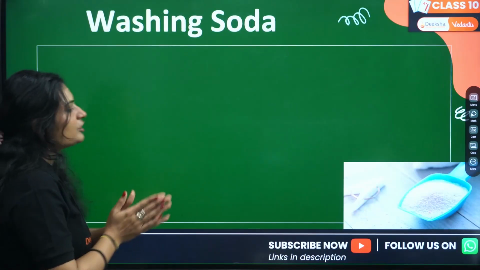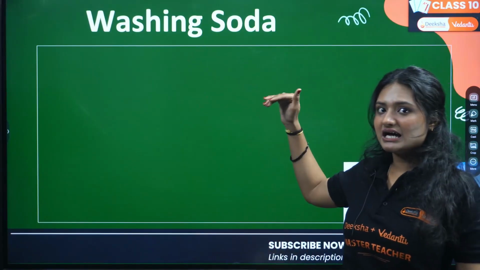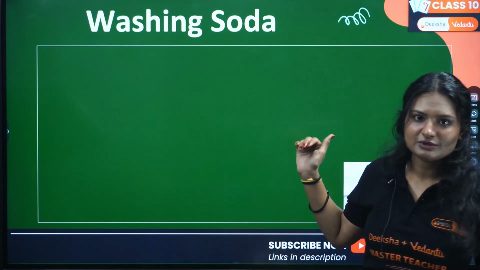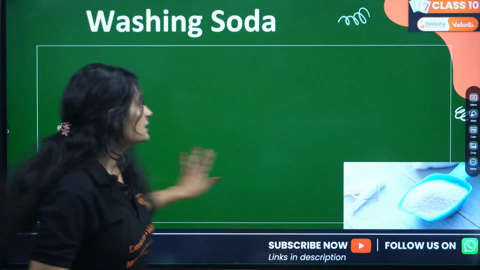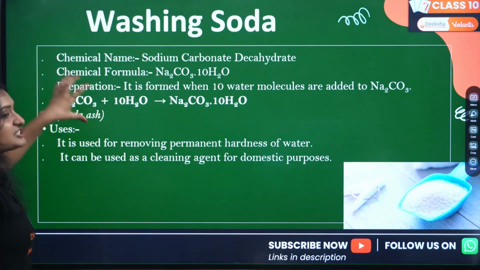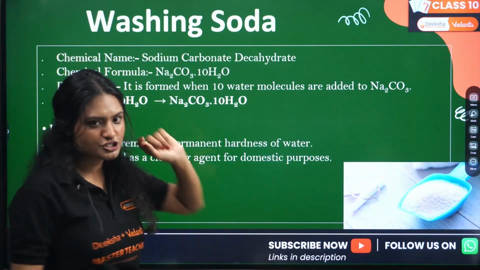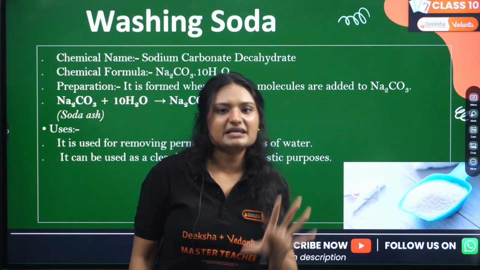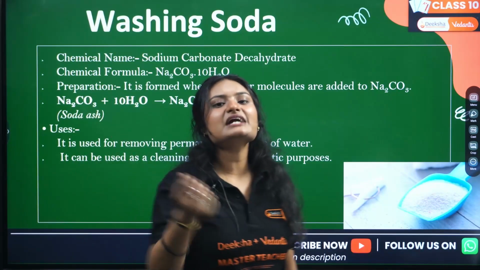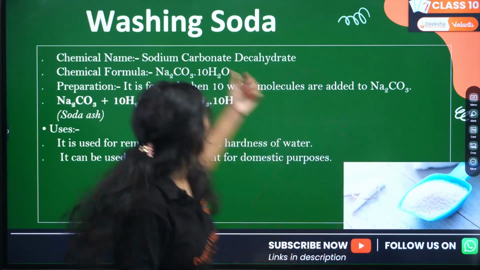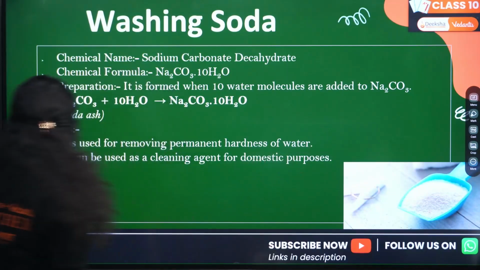Okay, moving on, washing soda. What is washing soda? I have done one part. I have synthesized sodium hydrogen carbonate, that is baking soda. Now how do I synthesize washing soda? That is very simple. Firstly I take baking soda and then I decompose it. I heat that baking soda, and that's how I get Na2CO3, which is sodium carbonate.